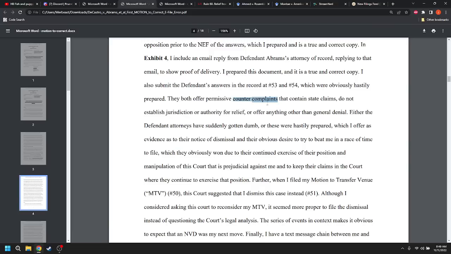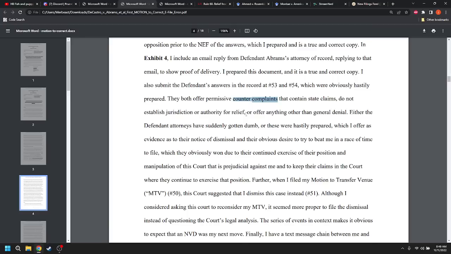But that's fine. I mean, I get it wrong too. So, I can't really nitpick too hard, although mine isn't in writing. Mine is just me talking off the top of my head. "They both offer permissive counterclaims that contain state claims." Well, yeah, your claims are all state claims. "Do not establish jurisdiction or authority for relief."